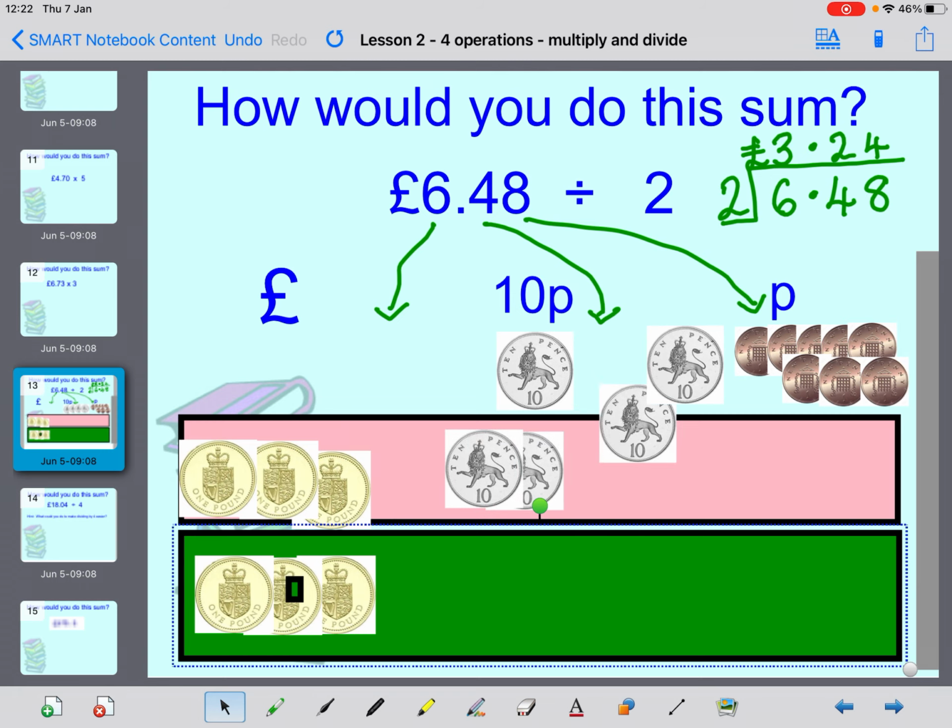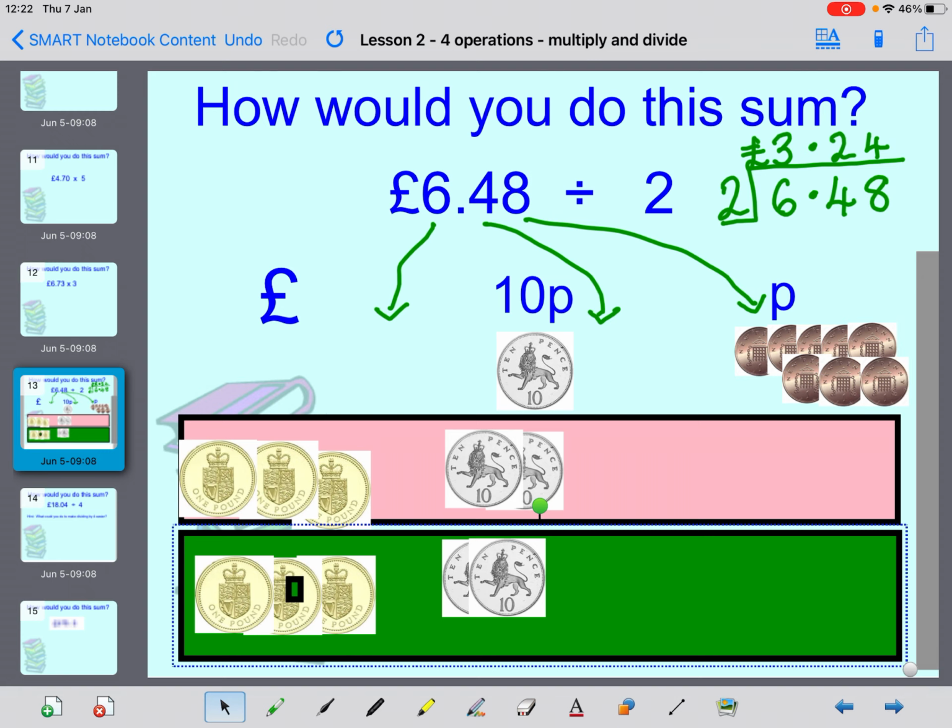1 for you and 1 for you. You've got an extra 10 pence in there. Get rid of him. Okay, so that's our 40 pence shared out. 1, 2, 3, 4, it's a 40 pence shared out. Right, just check these. 1, 2, 3, 4, 5, 6, 7, 8.